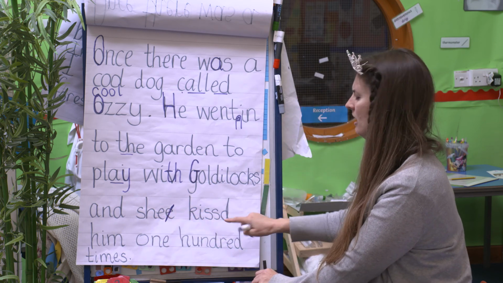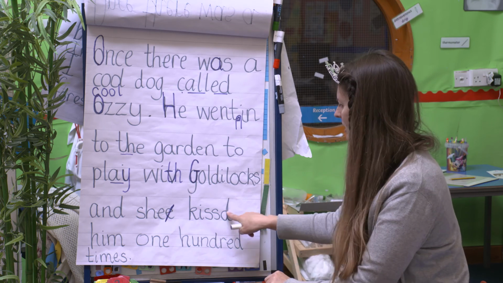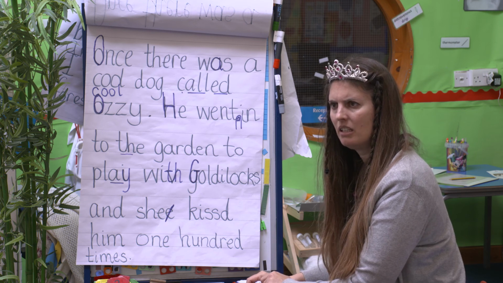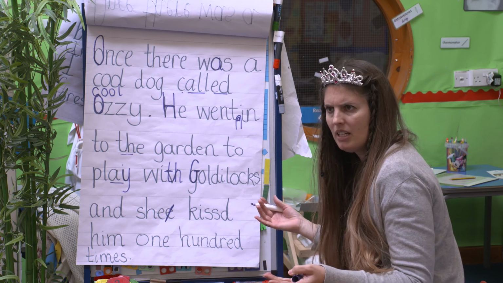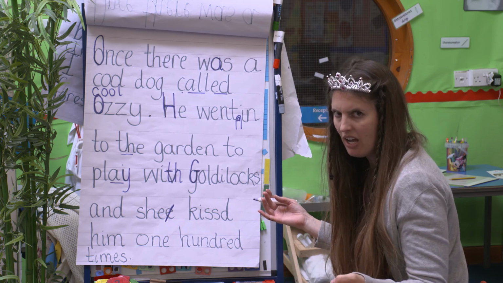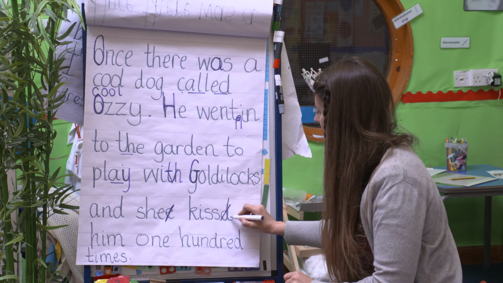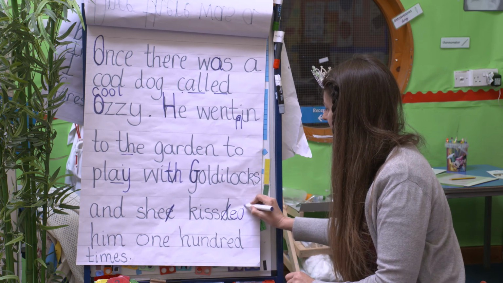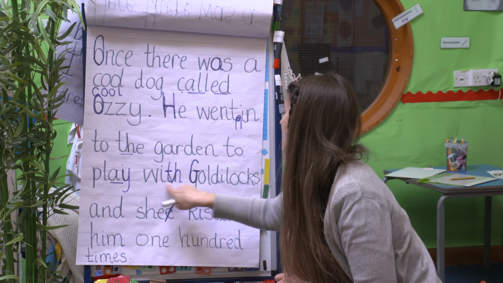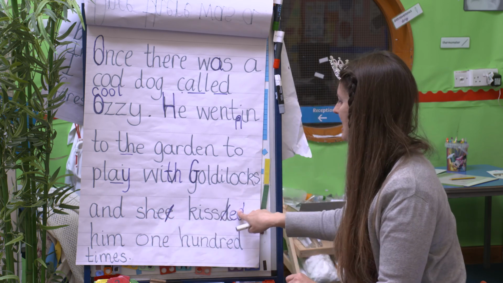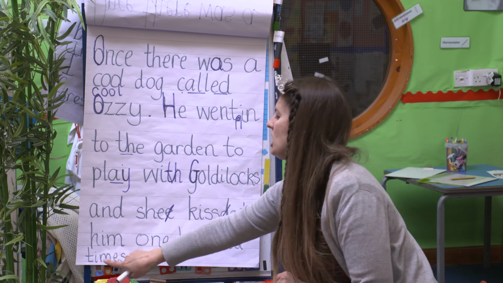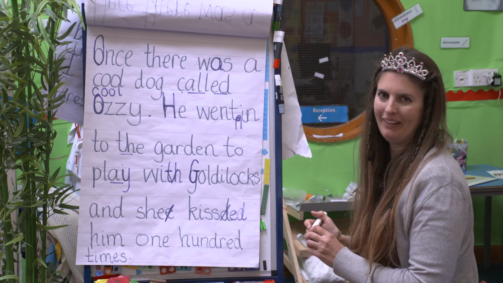She kissed. Oh, didn't we talk about that? Sometimes an ED ending sounds like it's just a D, kissed. But it happened in the past. Today, I might be kissing. Yesterday, I kissed. So we need an ED ending on there, not just a D on its own. So he went into the garden to play with Goldilocks and she kissed, ED ending, him 100 times. Full stop. The end.